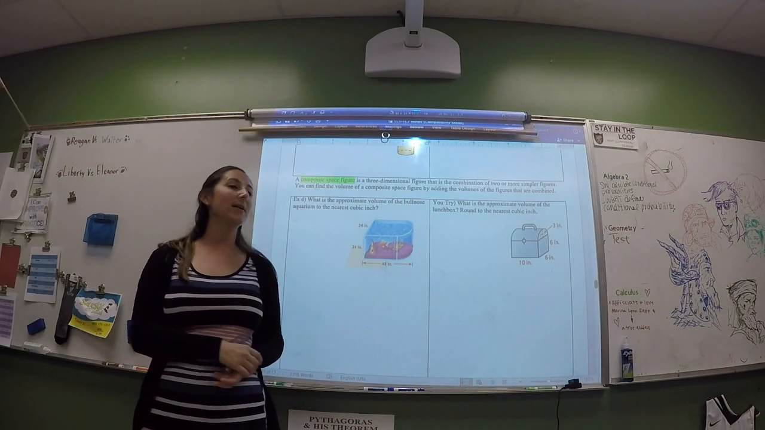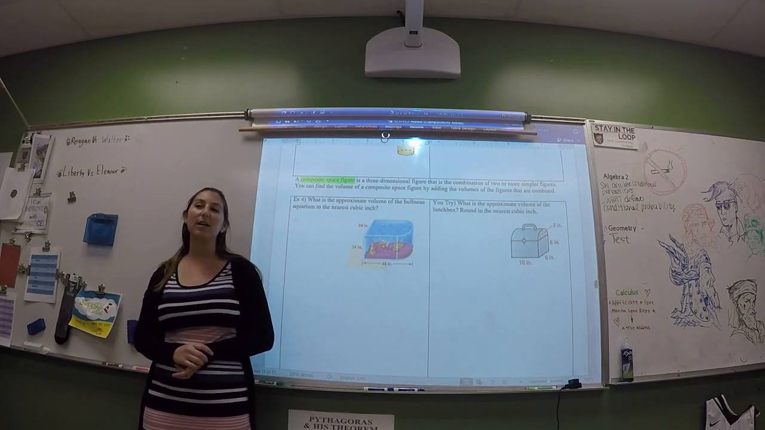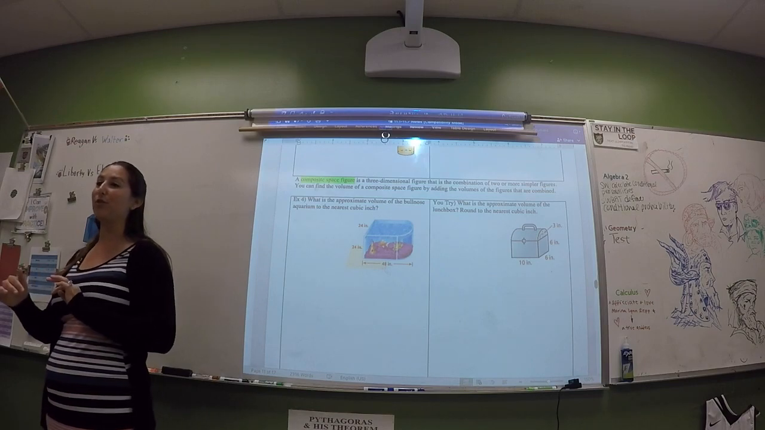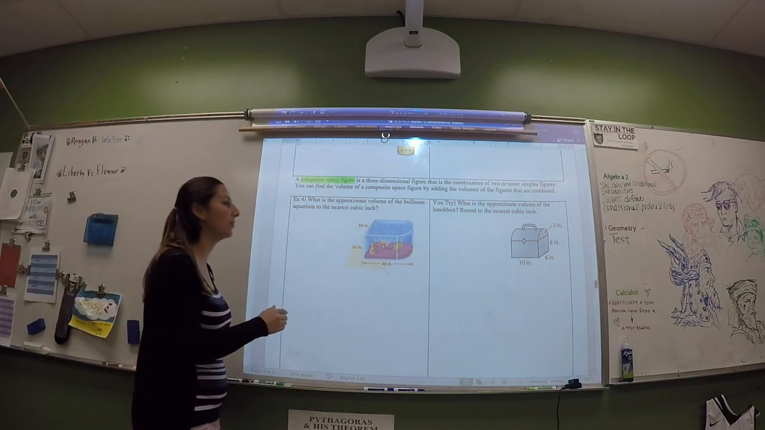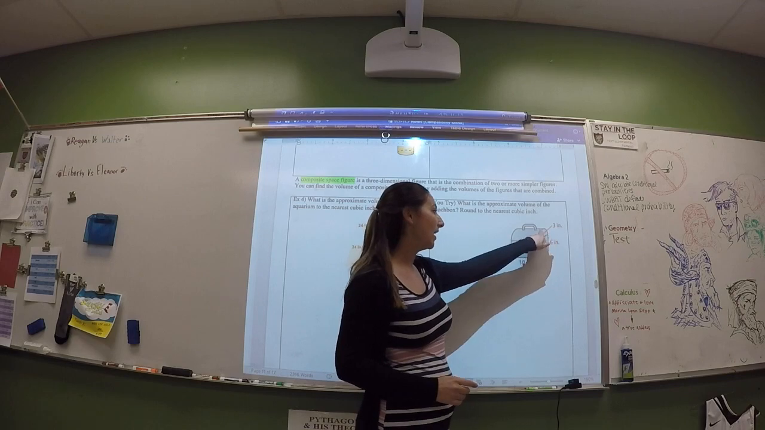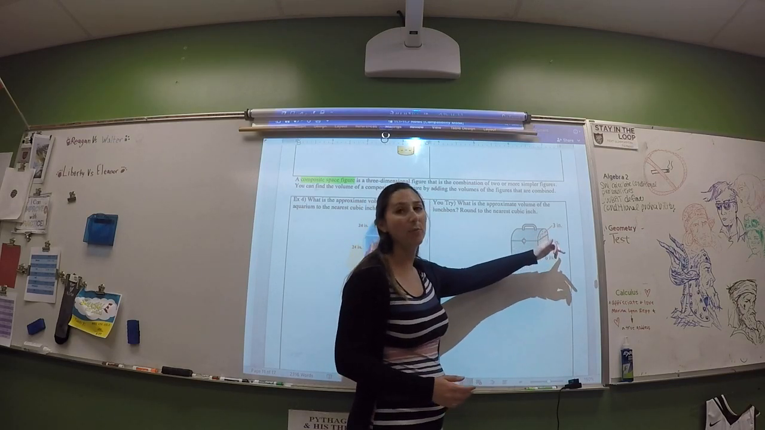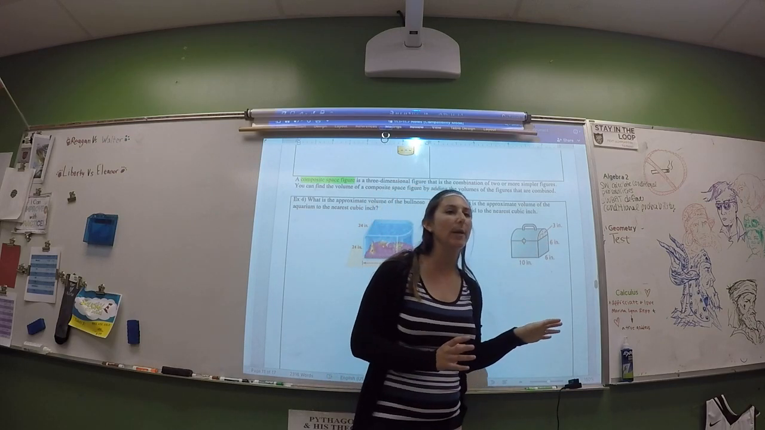Finding volumes of composite figures is easier than surface area, because when you talk about surface area, you have to count out certain surfaces because they're touching. So for example, if you look at this one, this is a cylinder on top of a prism, but it's only half of one, so surface area is a little bit harder.